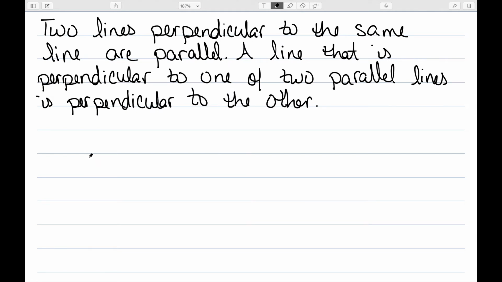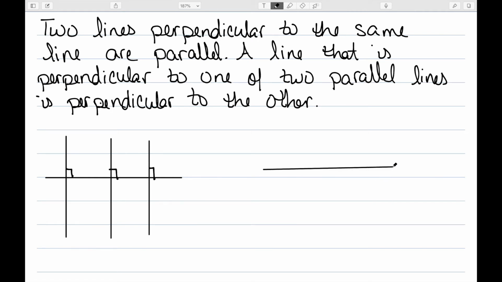My next corollary has two parts. The first part: two lines perpendicular to the same line are parallel. So if I have a line that is perpendicular to a given line, so we'll say these are perpendicular, well, every other line that it is also perpendicular to would create parallel lines. So in this case, all of these vertical lines are going to be parallel since they're all perpendicular. The other one says if I have two parallel lines and I have a transversal and I know that it is perpendicular to one of these two lines, then it must be perpendicular to the other.